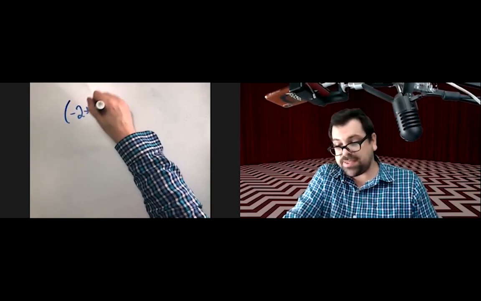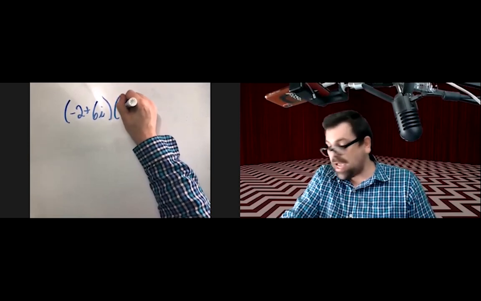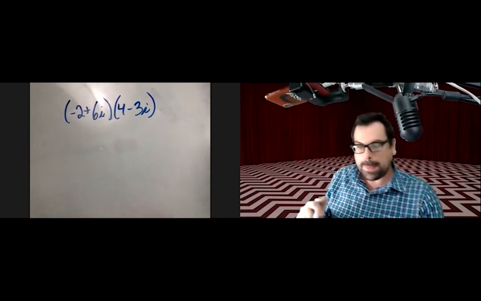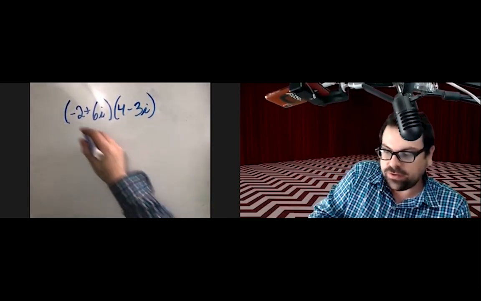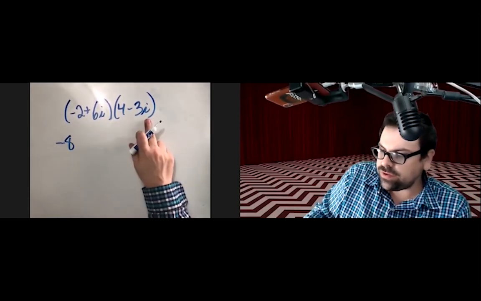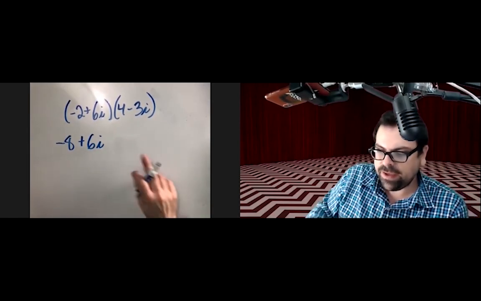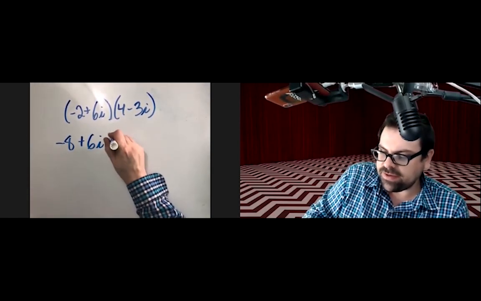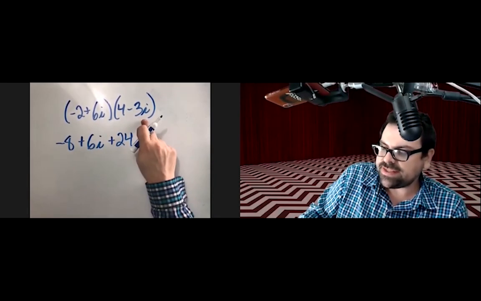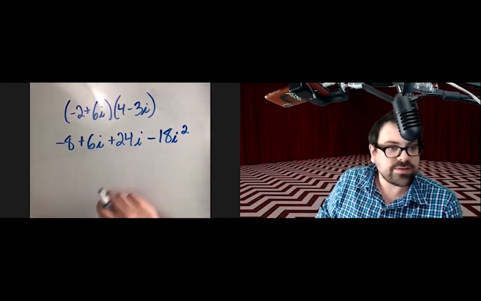Negative 2 plus 6i times 4 minus 3i. Well, let's FOIL. Negative 2 times 4 is negative 8. Negative 2 times negative 3i is positive 6i. Positive 6i times positive 4 is positive 24i. Positive 6i times negative 3i is negative 18i squared.